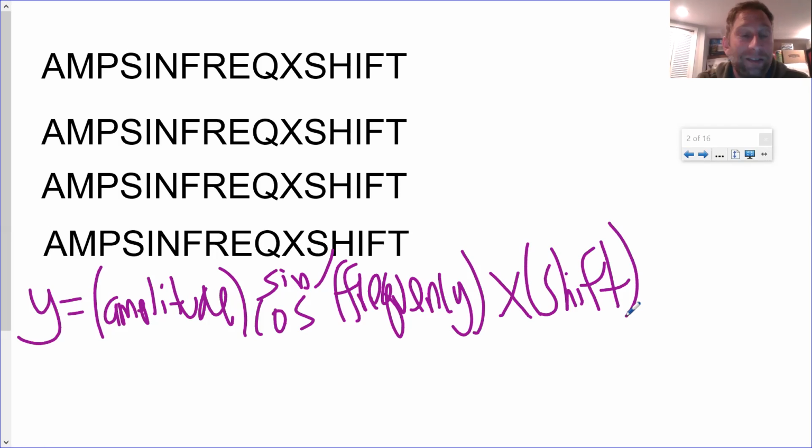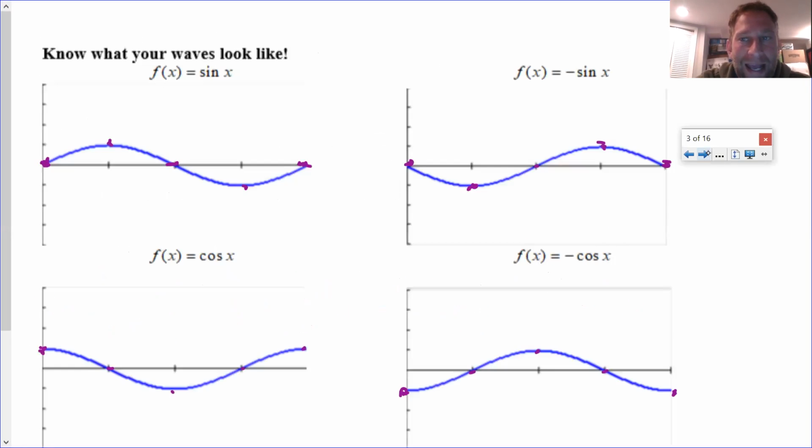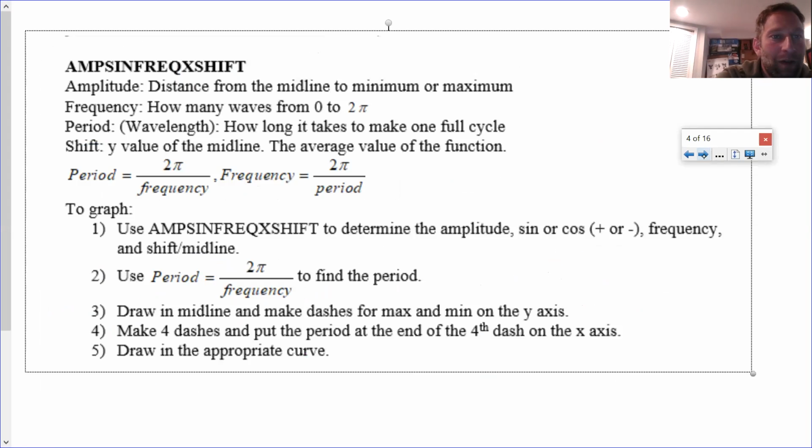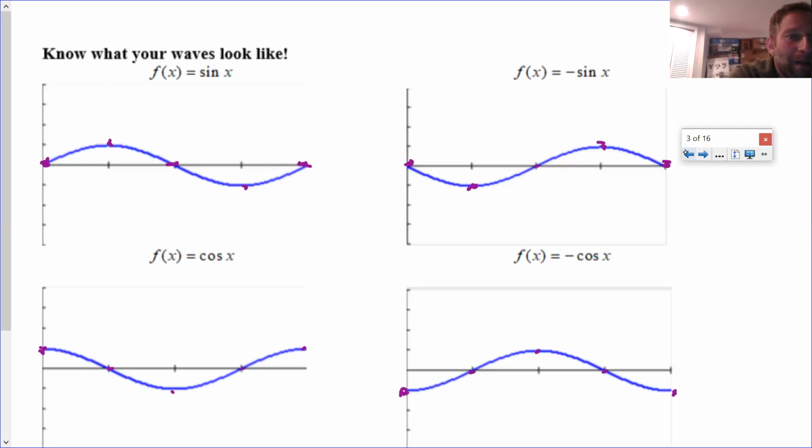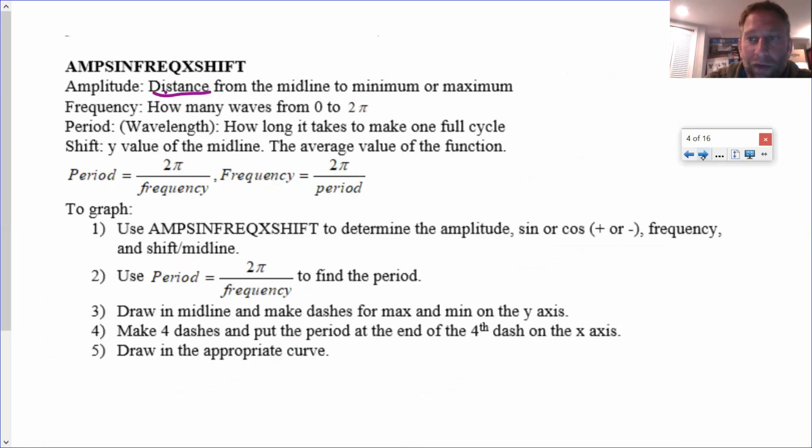So let's define all these different things, and then we're going to put it all together for our first example. Amplitude is the distance from the midline to the min or max. Here's my midline, the line that goes through the middle. The distance from the midline to the min or max will always be the same distance to the min as it is to the max. In this case, that would be 1, because it's 1 unit from the midline to the max, or from the midline to the min. It's not always going to be 1, but in this case it is. The distance is always positive.